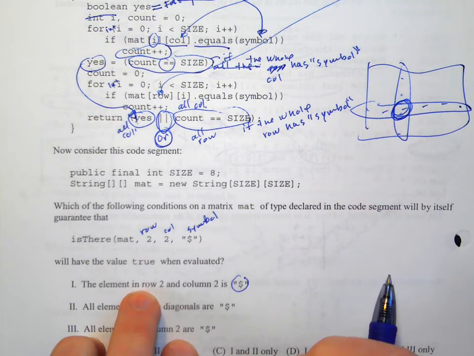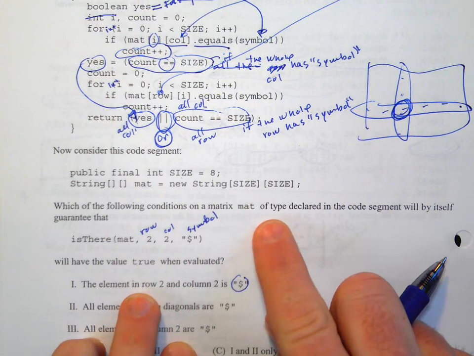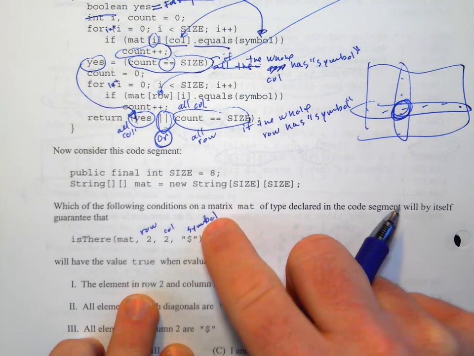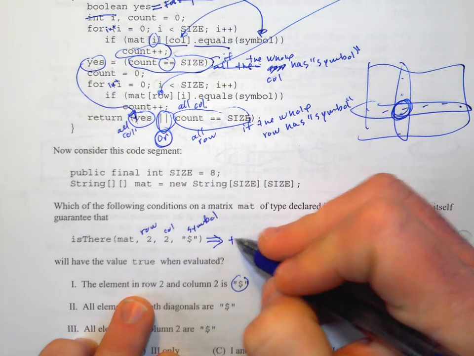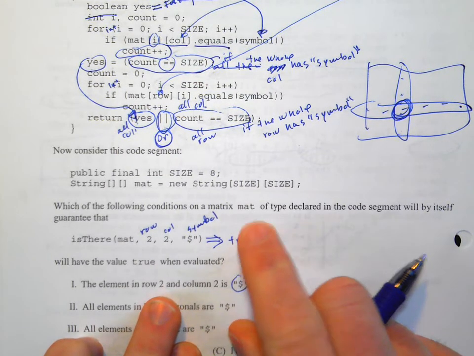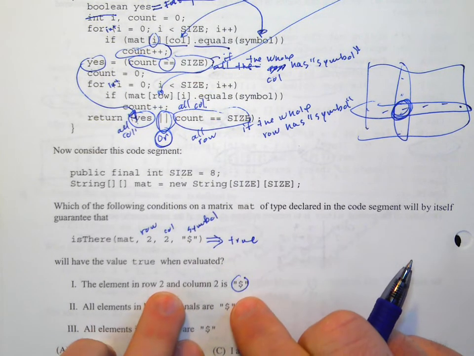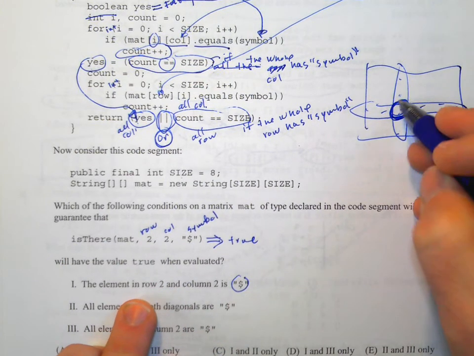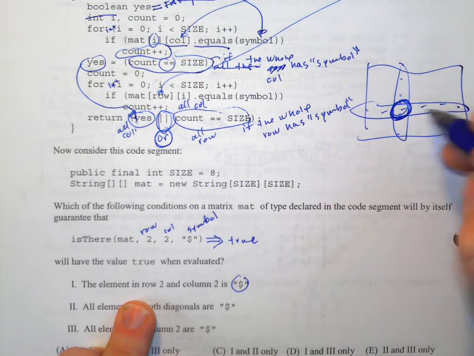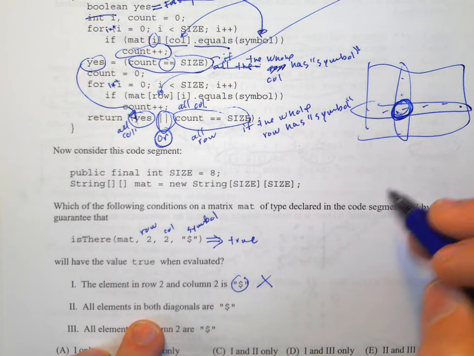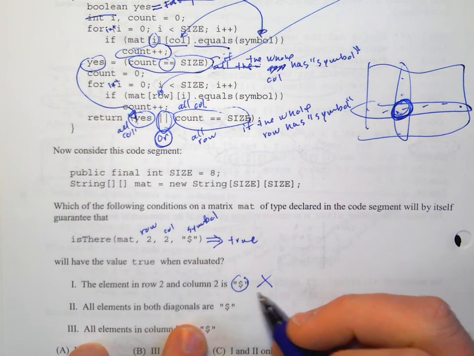Okay. Which of the following conditions will by itself guarantee that this will return true? So we're trying to guarantee this returns true. Now, while this is a true statement that if this is true, then this will be true, that spot where they intersect, if one of them has all the symbols, then that spot's going to have it for sure. But that's not enough to guarantee that.